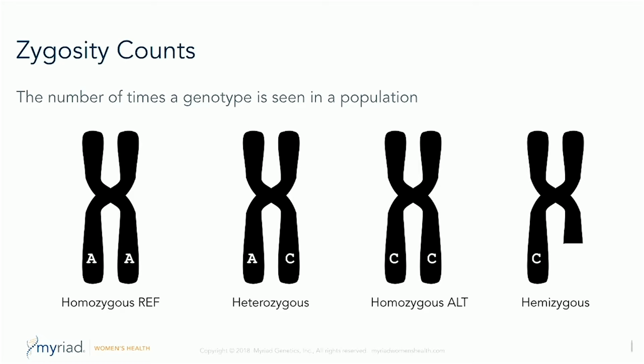Some people have a mutation on one copy of their chromosome, making them heterozygous. And sometimes a person has a mutation on both copies of their chromosome, making them homozygous for the alternate sequence. In some rare cases, a person actually only has one copy of the chromosome at a particular locus, making them what we call a hemizygote. For variant interpretation, we're really interested in knowing the zygosity count, because if several people are homozygous for the alternate sequence, then that makes this allele less likely to be disease-causing.